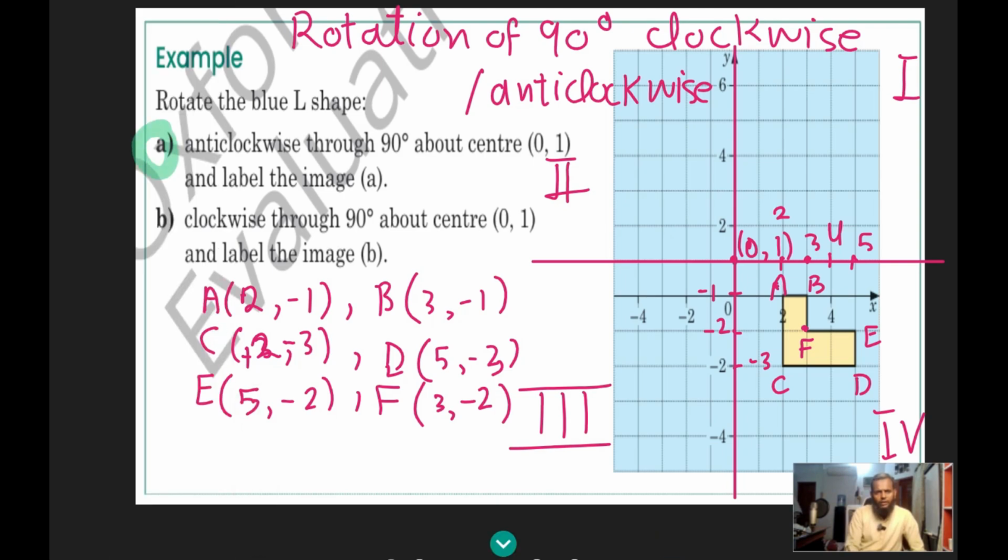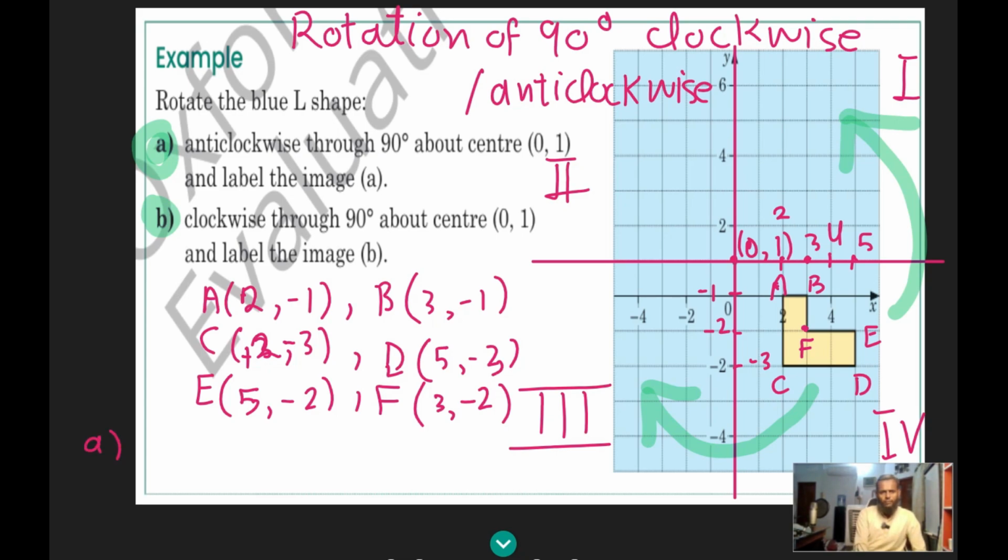Okay, so you should understand that I'm using a highlighter, and you should understand first A part. In A part, we are seeing anti-clockwise 90-degree. When the figure is moving in anti-clockwise, it will move from fourth quadrant to first quadrant. Okay, so when we are in B part, we need to move 90-degree clockwise, and when we are moving clockwise, it will move from fourth quadrant to third quadrant.